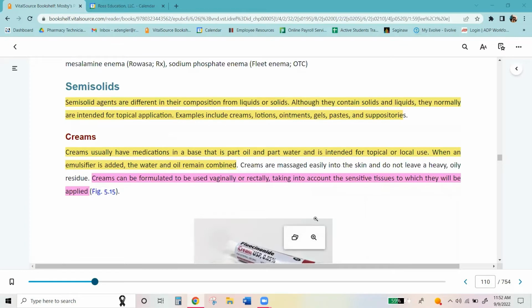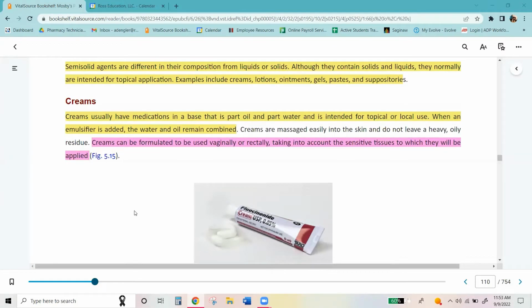Semi-solid agents are different in their composition from liquids or solids. Although they contain solids and liquids, they normally are intended for topical application. This includes creams, lotions, ointments, gels, pastes, and suppositories. Creams usually have medication in a base that is part oil and part water and is intended for topical or local use. When an emulsifier is added, the water and oil remain combined. Creams can be formulated to be used vaginally or rectally, taking into account the sensitive tissues to which they will be applied.